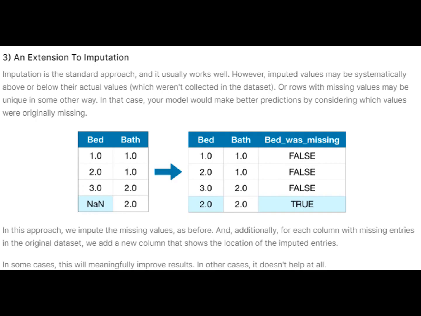The third option we can look at is an extension to imputation. In this approach, we impute the missing values as before, and additionally, for each column with missing entries in the original dataset, we add a new column that shows the location of the imputed entries.